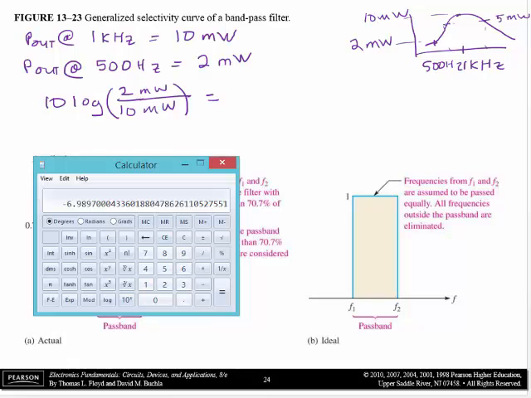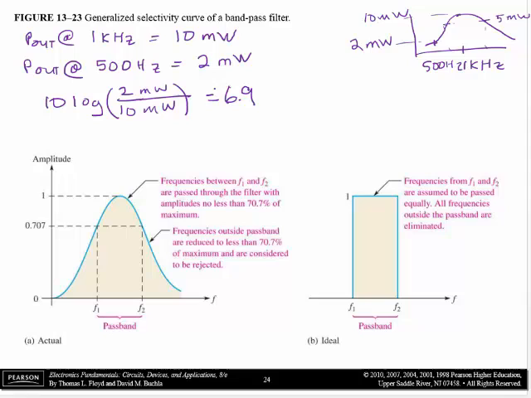So that's my example. It says minus 6.9 dBs down. And when you get used to working in dBs, that has a lot of meaning to you. But dBs take a little while to get used to.